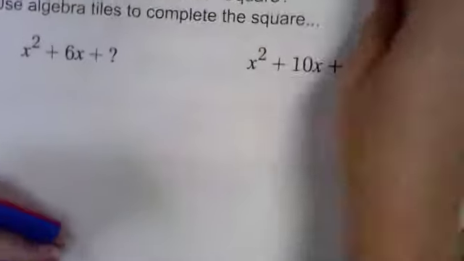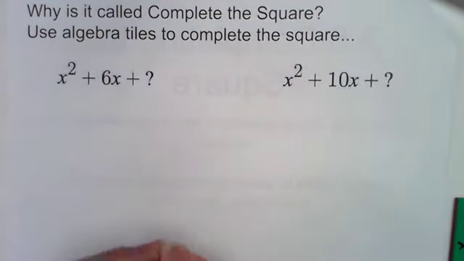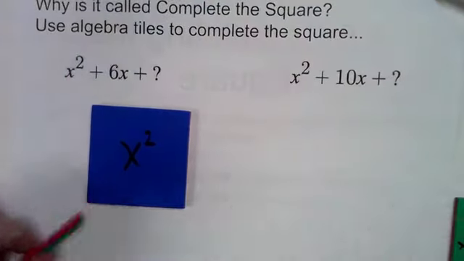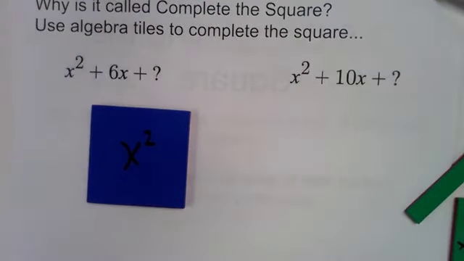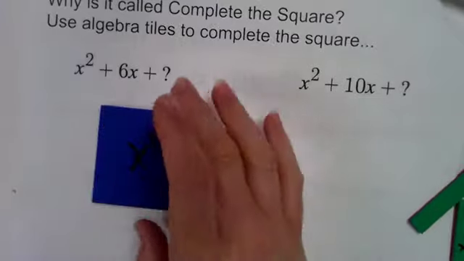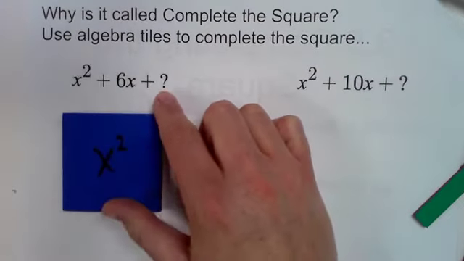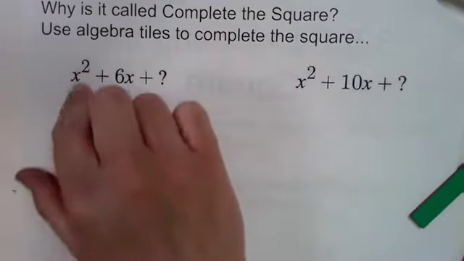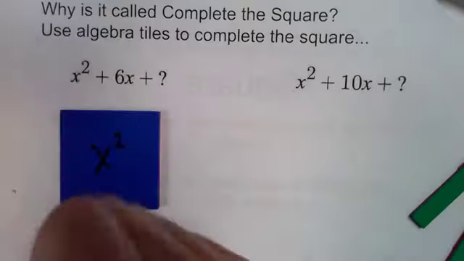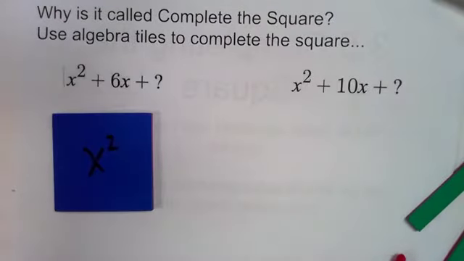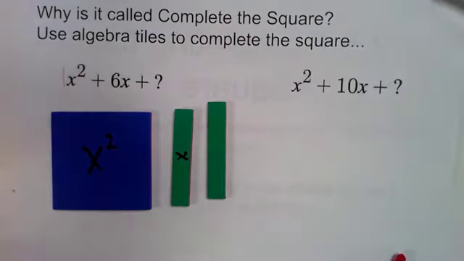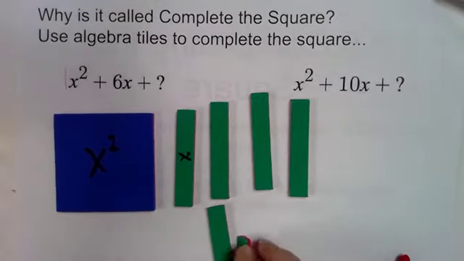So you don't have to write this down. I just want you to watch right now. Why is it called complete the square? The first thing we're going to do is represent this little polynomial here: x squared plus 6x plus question mark. We want to figure out what is needed to complete a square. So I have 1 x squared, and I need 6 x's. So there's 1x, 2x, 3x, 4 x's, and 5 and 6 x's.